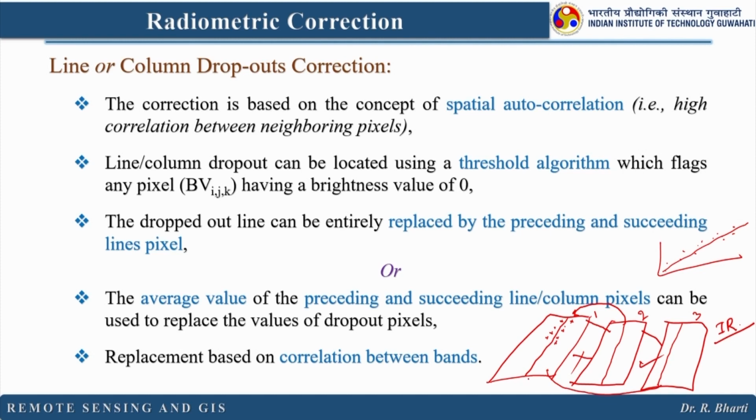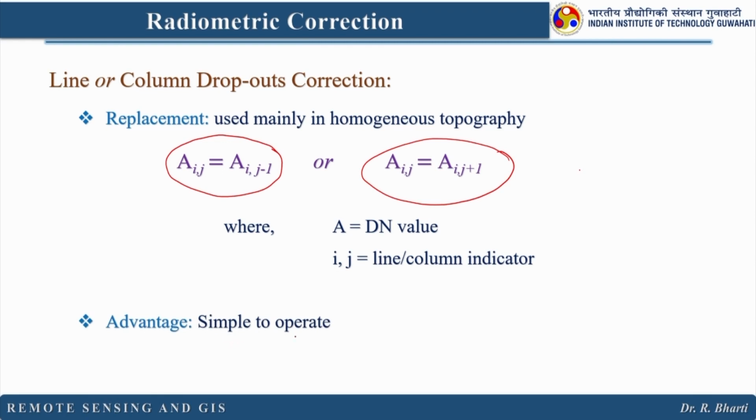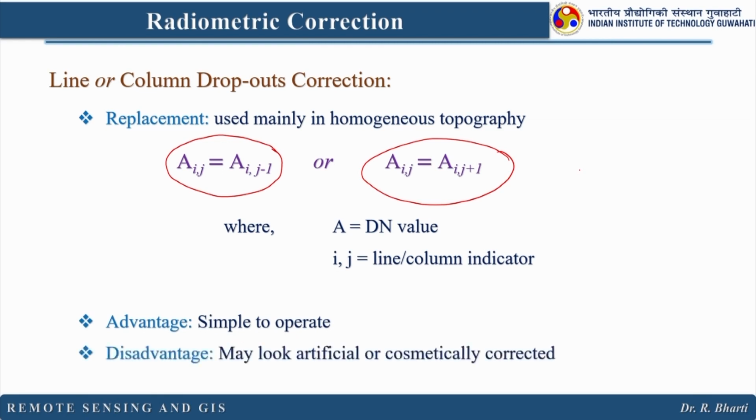So, these are a few things. When we consider replacement, it is used mainly in homogeneous topography. In case of replacement, basically what we do is replace the preceding or the next pixel value simply to the target pixels. Target pixels means those pixels which are having bad values. It is simple to operate, this is the advantage, and the disadvantage is that it may look artificial or cosmetically corrected.